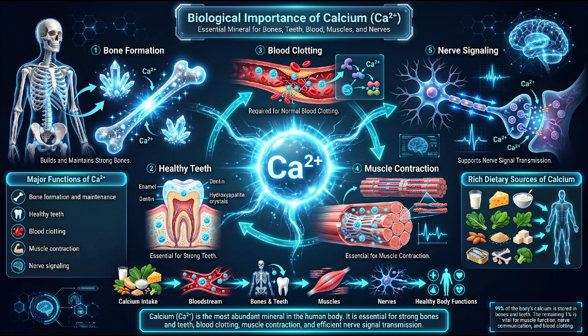Calcium works closely with several other minerals, particularly magnesium and phosphorus. Magnesium helps regulate calcium movement into and out of cells, while phosphorus combines with calcium to form the mineral crystals that strengthen bones and teeth. Together, these minerals support skeletal integrity, muscle function, nerve transmission, and numerous metabolic activities throughout the body.